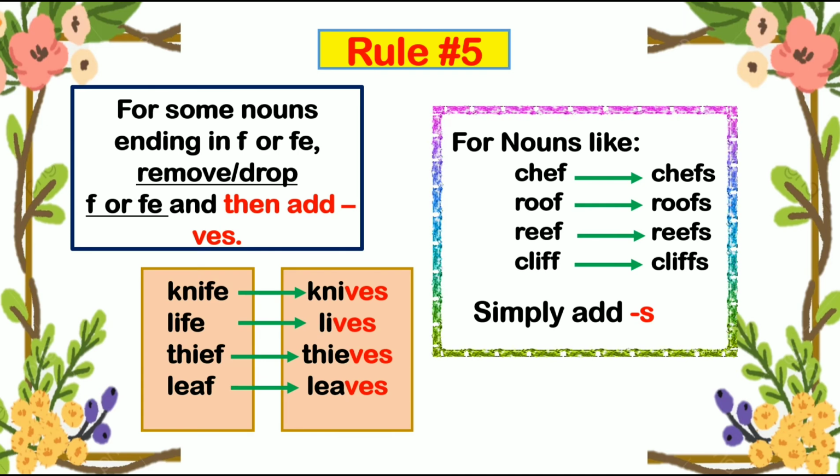Got that, kids? Okay, remember again, for nouns ending in F or FE, you're going to drop or remove F or FE, then add VES. But there are exemptions like chef, roof, reef, and cliff. So for those nouns that I've just mentioned, you simply add S.